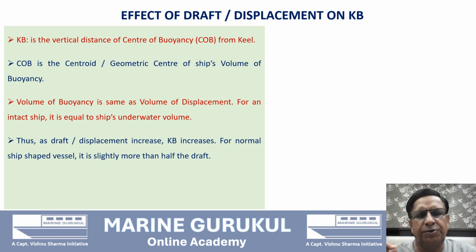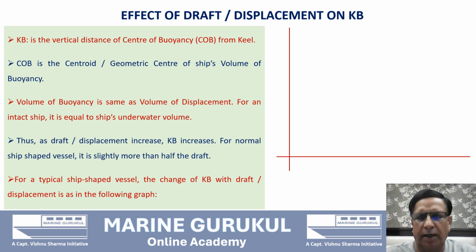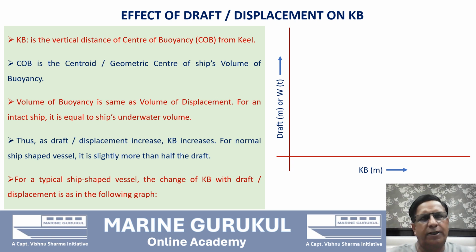For a normal ship-shaped vessel, as a thumb rule, it is slightly more than half the draft. For a typical ship-shaped vessel, the change of KB with draft or displacement is as in the following graph. On the x-axis, we have KB in meters. On the y-axis, we have draft in meters or displacement in tons, whichever we want to consider. And this graph shows how the KB would change for MV Hinship, and that's how the KB changes for a normal ship-shaped vessel.